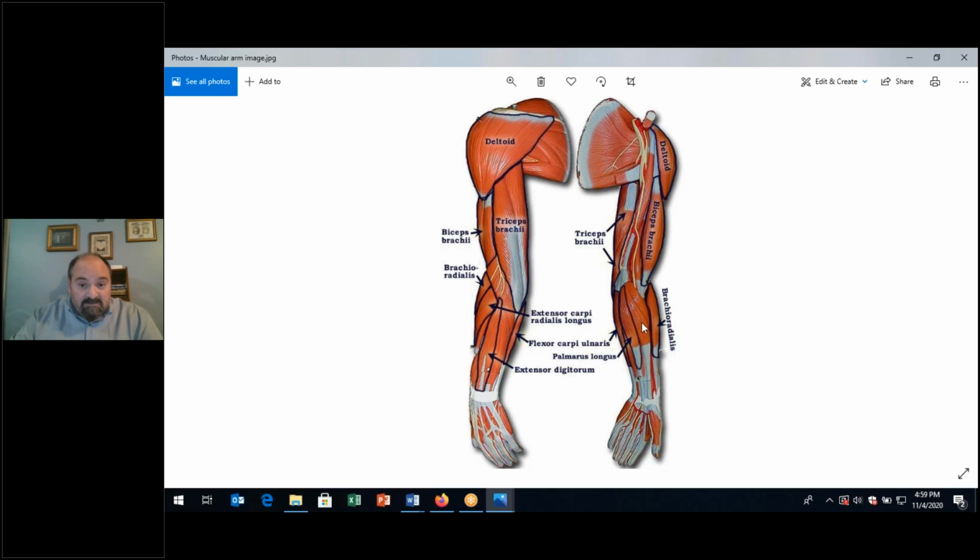Okay, so we're dealing with the flexors, except for this muscle right here, which is also not labeled. This is the pronator teres. See that there on the list, pronator teres. So recall pronation, supination, pronation, supination, okay? And brachioradialis also enables pronation in addition to elbow flexion, okay?